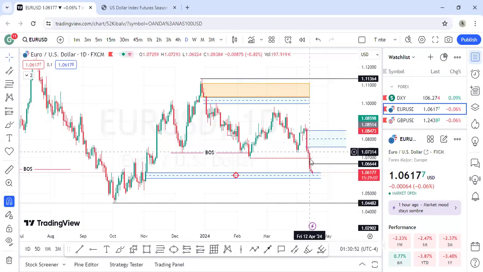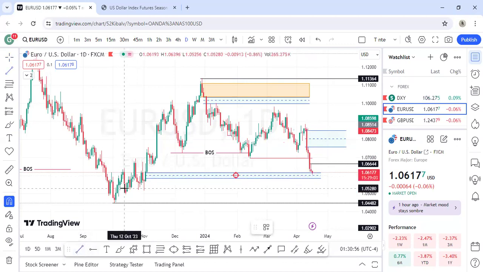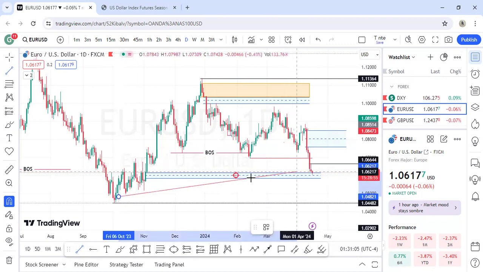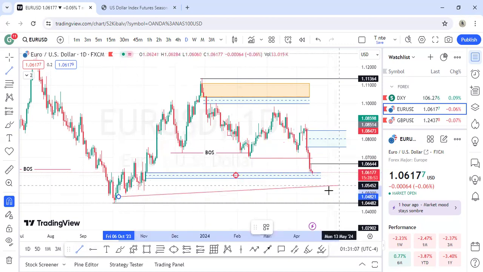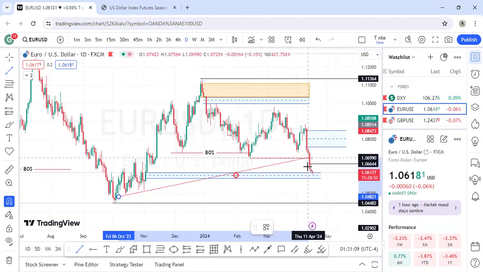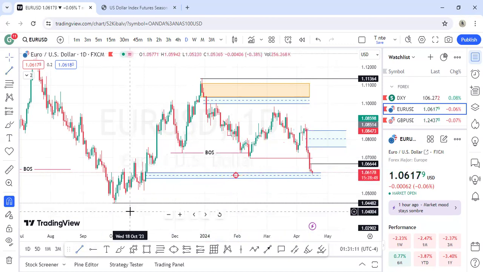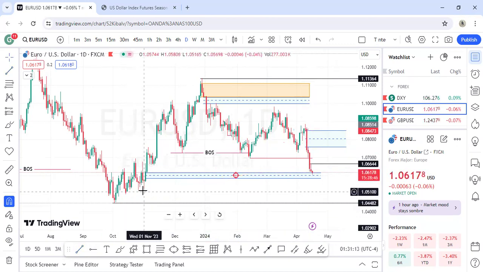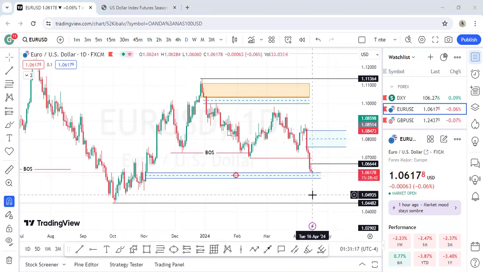If you ask me, I think we likely still go for this thing because we have all this liquidity resting here. You can see all these lows here. All of that is a grab. These are all the areas where you will see sell stops. So the market can still choose to run lower.